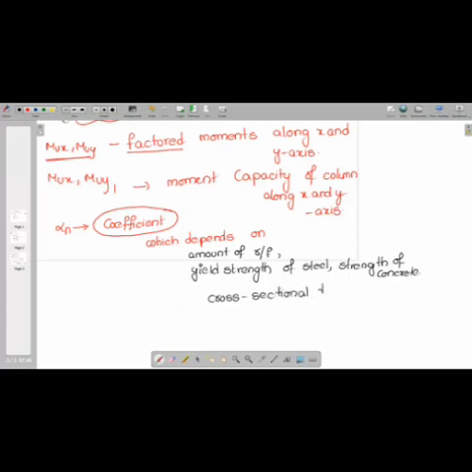So here, please understand students, what is alpha n? Alpha n is a coefficient which depends upon the amount of reinforcement, yield strength of steel, strength of concrete, and cross-sectional dimensions. On these factors, the alpha n coefficient depends. Clear, my dear students? This is an objective question: on which of the following factors does it depend? Amount of reinforcement, yield strength of steel, concrete strength, and also the cross-sectional dimensions. Fine?